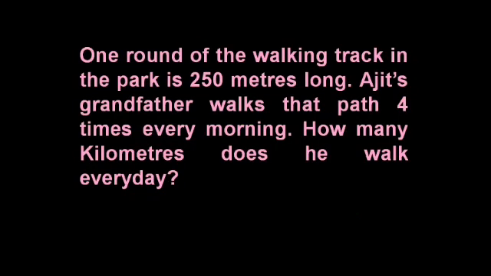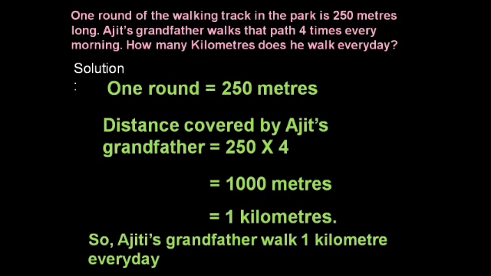So now let us start with our word problem. One round of the walking track in a park is 250 meters long. Ajit's grandfather walks the path 4 times every morning. How many kilometers does he walk every day? Now here, one round of walking track is 250 meters, which means Ajit's grandfather walks 4 times the ground.